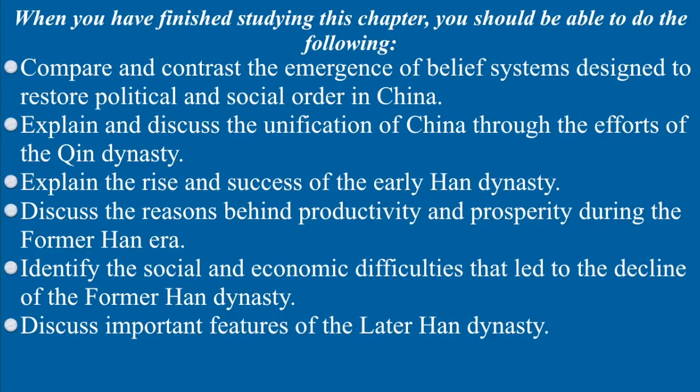When you finish this chapter, you should be able to do the following. Compare and contrast the emergence of belief systems designed to restore political and social order in China. We talked about three, four in there. And how did those belief systems try to restore political and social order in China during this time? Explain and discuss the unification of China through the efforts of the Qin Dynasty. How did the Qin Dynasty rise? What did they do to try and unify China? And there was one big slide that talked about its centralization process.